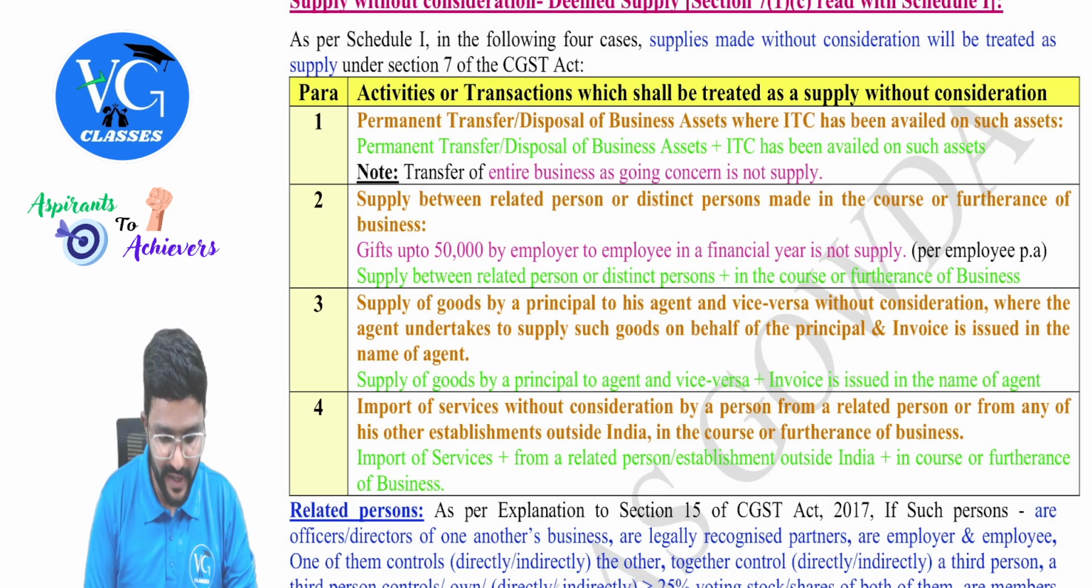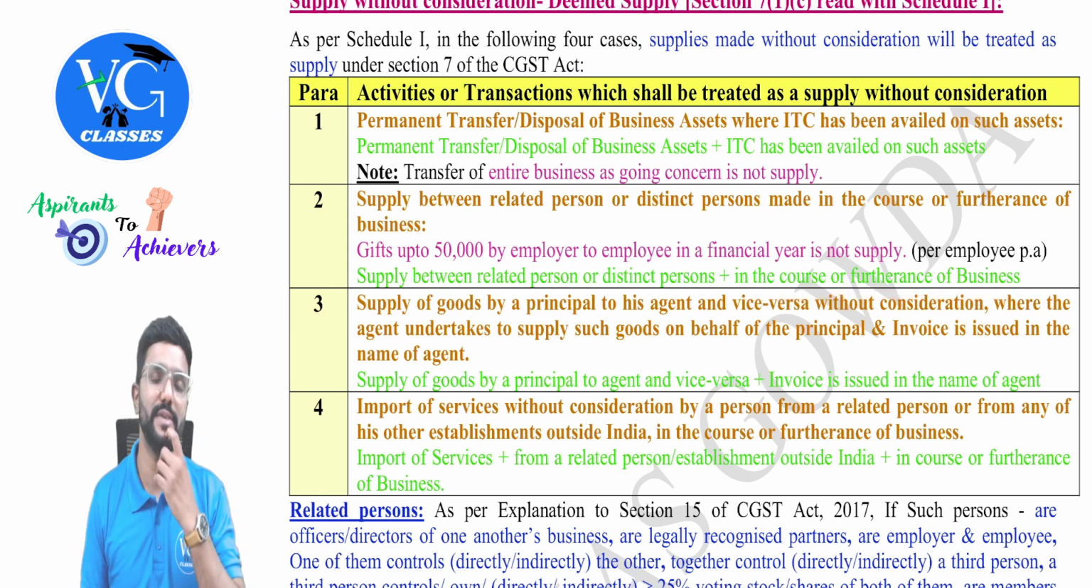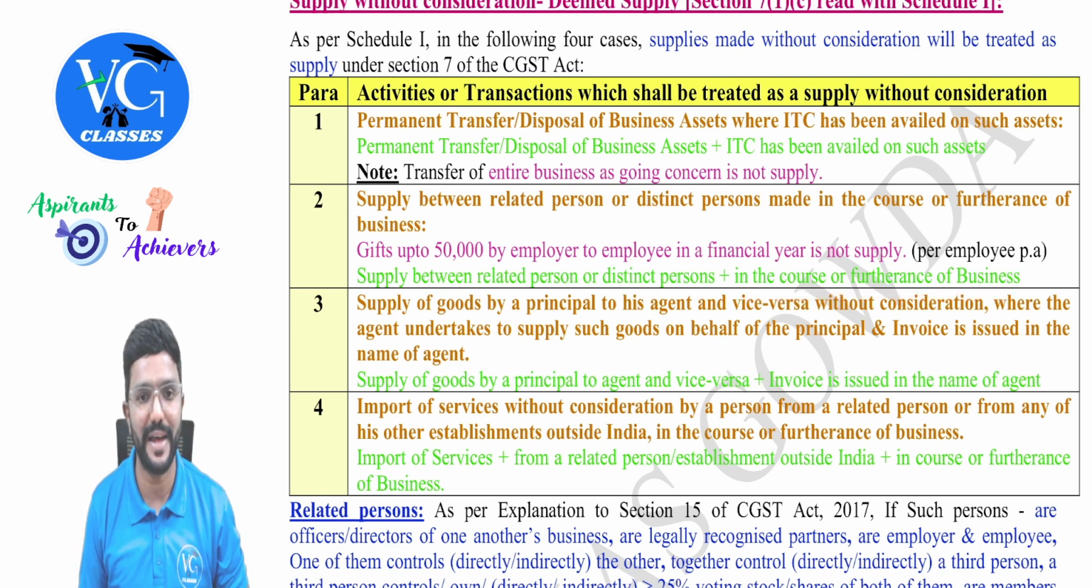Okay, sir. So what are the prerequisites here? Supply between whom? Related person or distinct person, and it should be in the course or furtherance of business. Only then it will be a supply as per para 2.